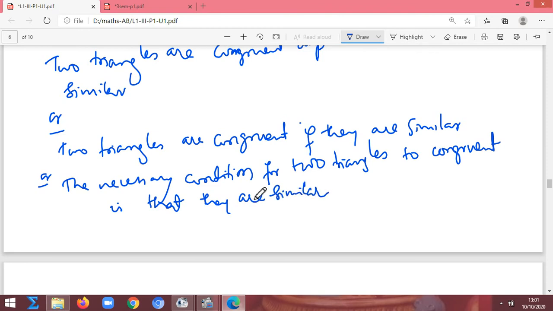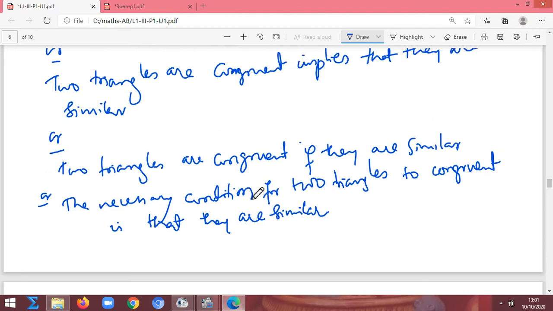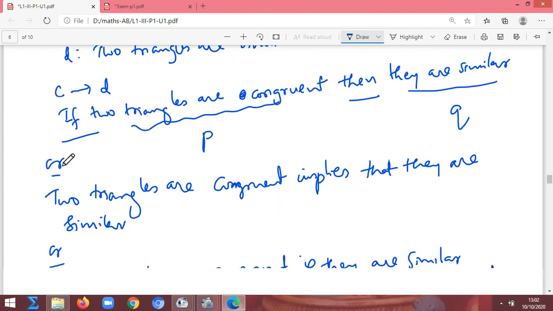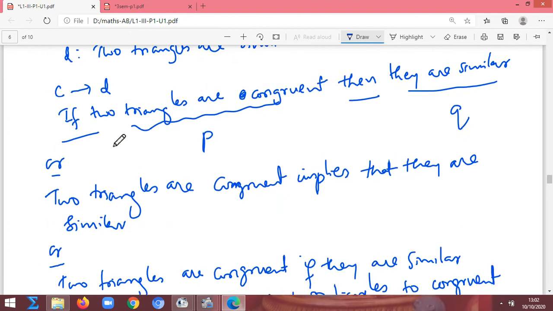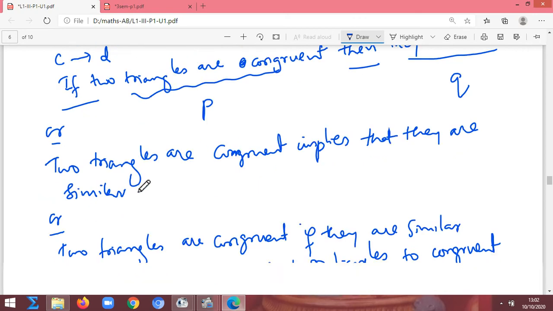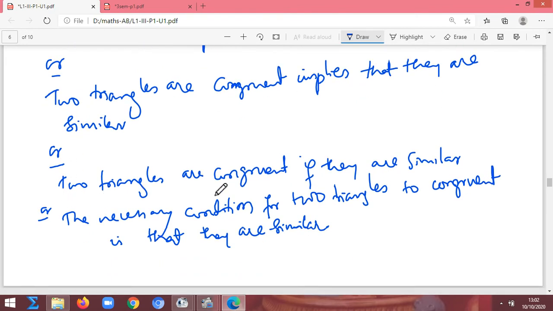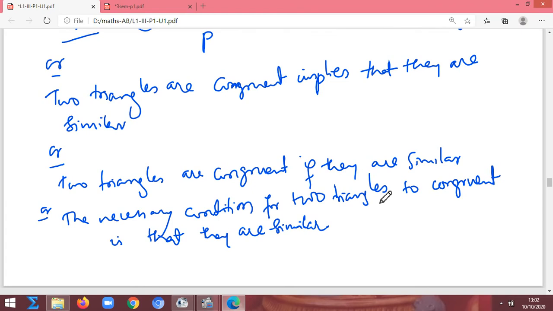So, these are the four ways of describing implication that we have seen in this example. First, if P then Q: if two triangles are congruent, then they are similar. Or, two triangles are congruent implies that they are similar. Or, two triangles are congruent if they are similar. Or, the necessary condition for two triangles to be congruent is that they are similar.